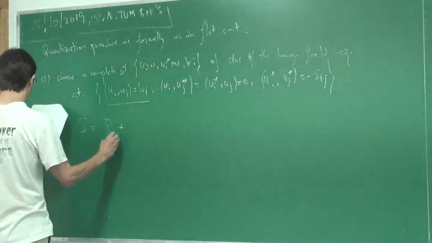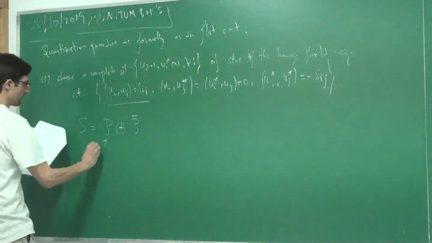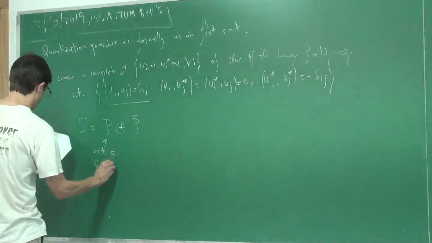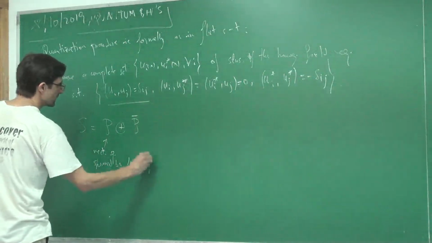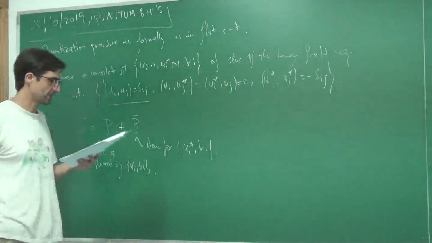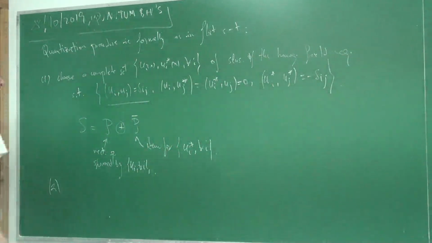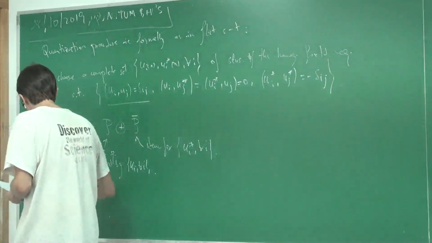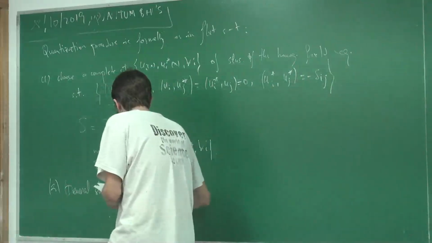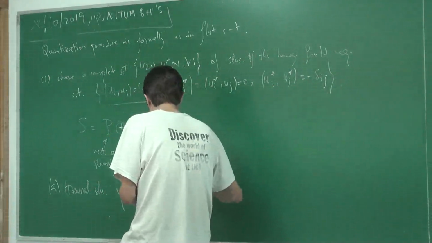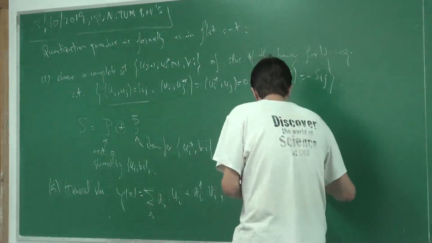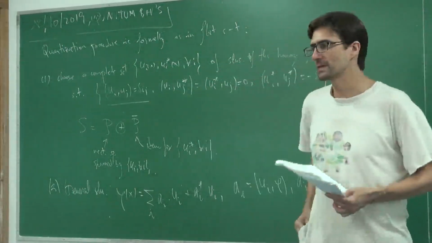And your space of solutions is just the direct sum of the positive frequency solutions, the vector space spanned by the positive norm or positive frequency solutions, and the same for the negative norm, negative frequency. Then you expand your field in terms of this complete set, so a general solution. So that's just formally the same as in flat space-time.